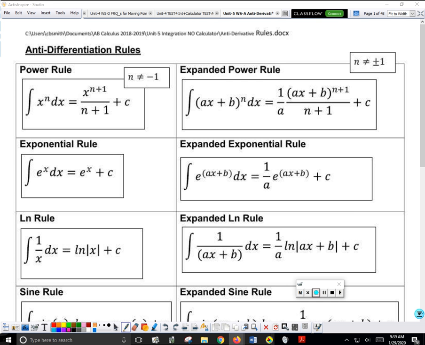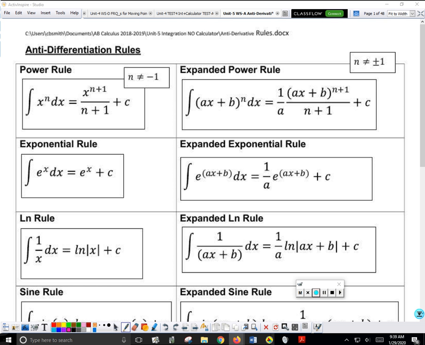This says x to the n. Notice over here, it says ax plus b to the n. This says e to the x. This says e to the ax plus b. 1 over x, 1 over ax plus b. You see the trick so far.